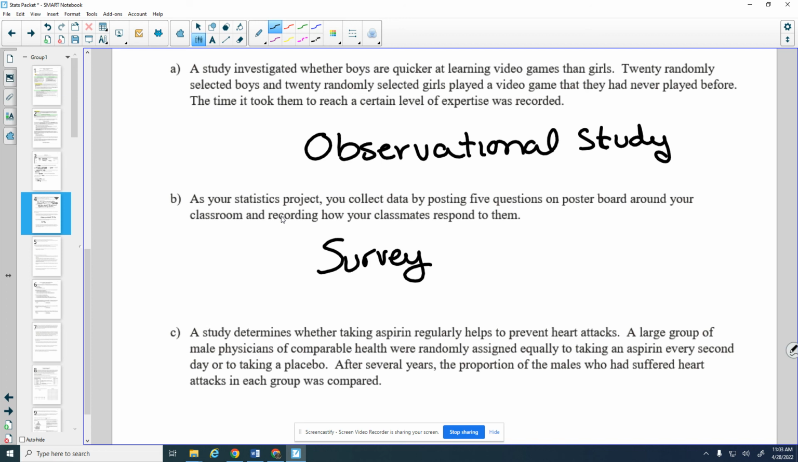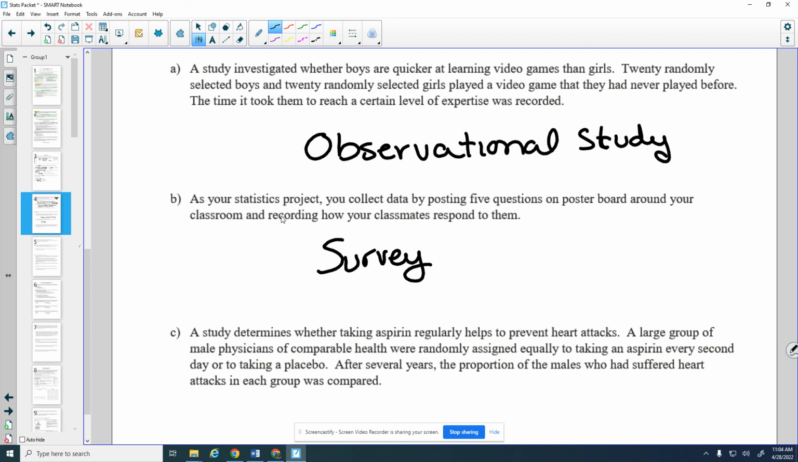And then the last one, a study determines whether taking aspirin regularly helps to prevent heart attacks. A large group of male physicians of comparable health were randomly assigned equally to take an aspirin every day or to take a placebo, which means that it was a fake pill. Assuming with a placebo that the people did not know which one they were taking. After several years, the proportion of the males who had suffered heart attacks in each group was compared.